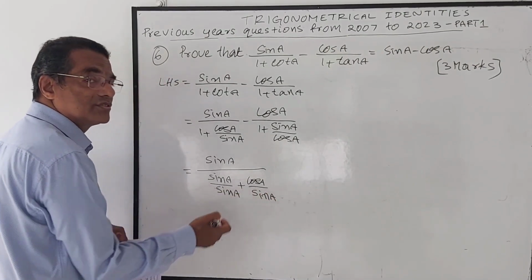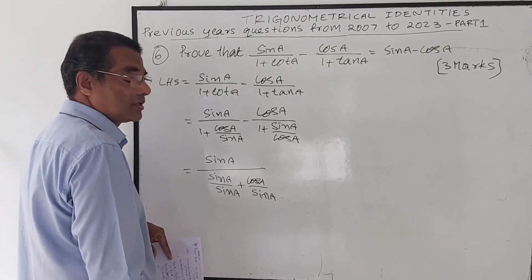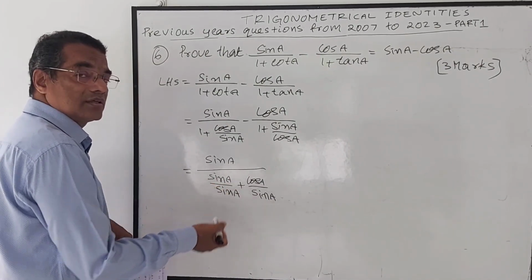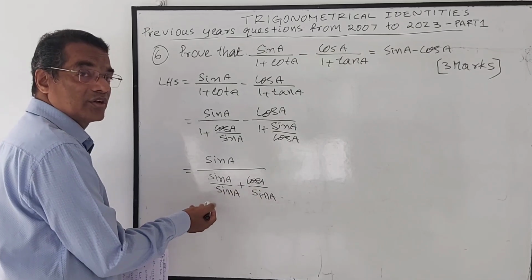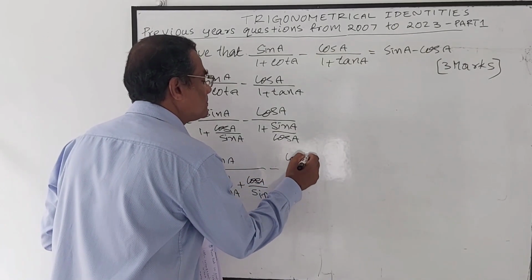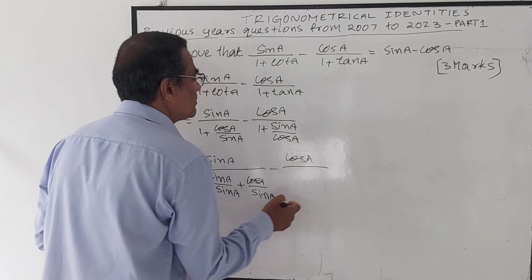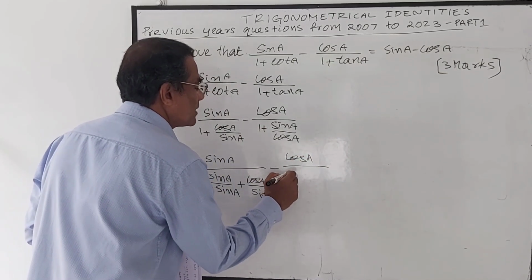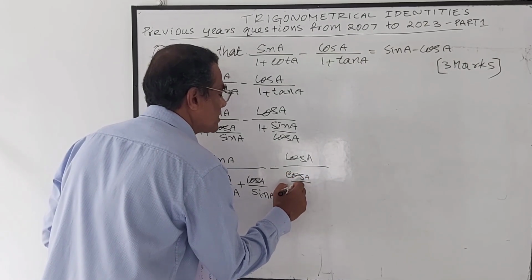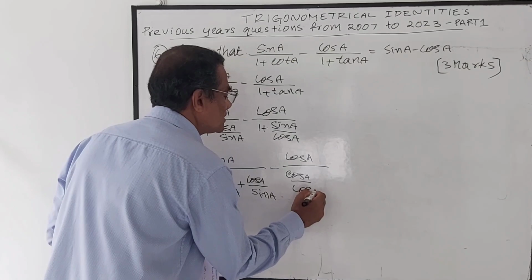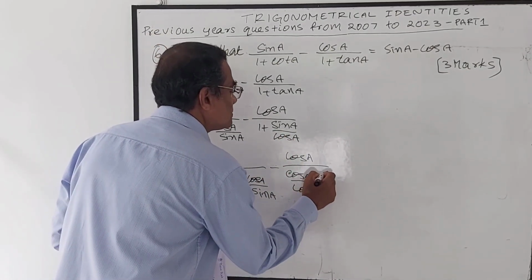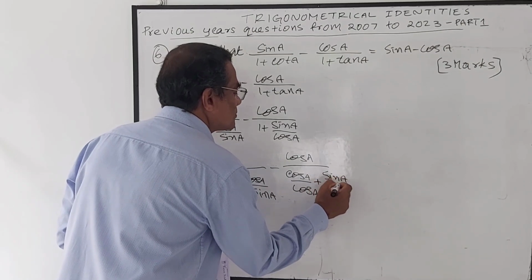Now the denominators of these two fractions are equal, so simplification is very easy. Just add the numerators with the common denominator as sin A minus cos A divided by, here again I am using the same method. Here I write cos A by cos A instead of sin A by sin A, because here we are having a cos A as the denominator, plus sin A by cos A.